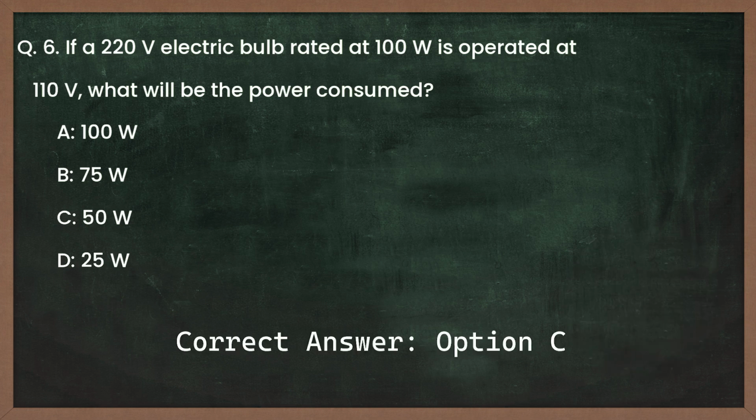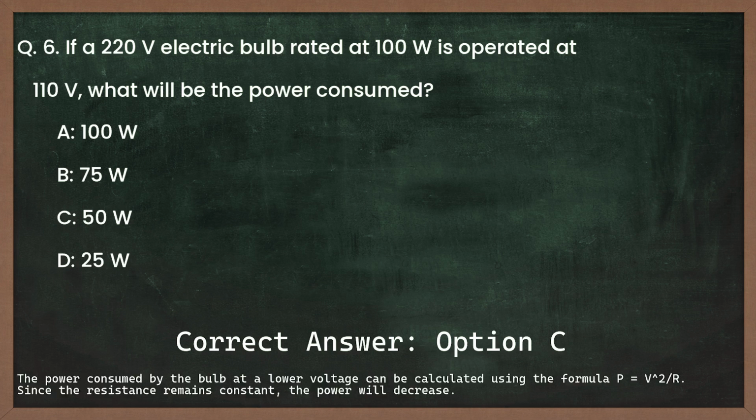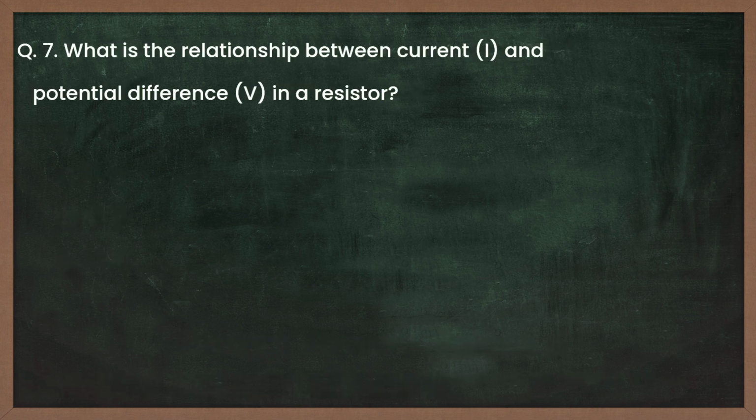The correct answer is option C, which is 50 watts. The power consumed by the bulb at a lower voltage can be calculated using the formula P is equal to V²/R. Since the resistance remains constant, the power will decrease. Question 7. What is the relationship between current, I, and potential difference, V, in a resistor?